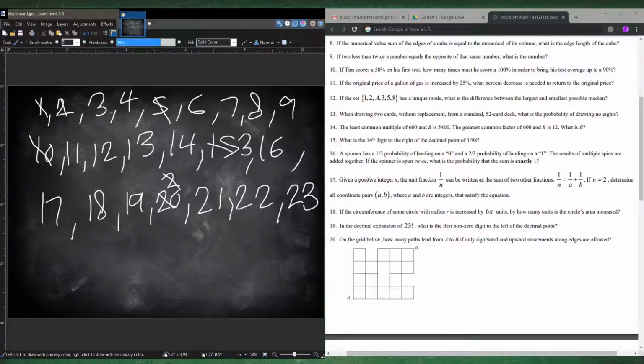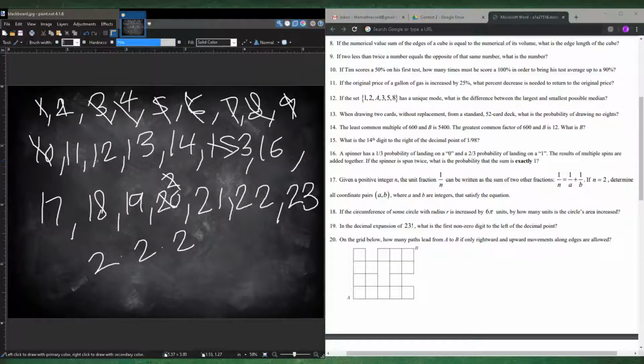Let's multiply this out because we only want the units digit. So 3 times 4 is 12, so the units digit is 2. Cross those out. 6 times 7 is 42, so that makes another units digit 2. Cross those out. 8 times 9 is 72, so put another 2 and cross those out. We're only going to focus on the units digit, and that's all that matters.